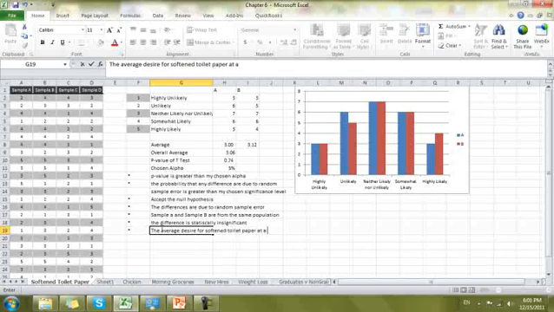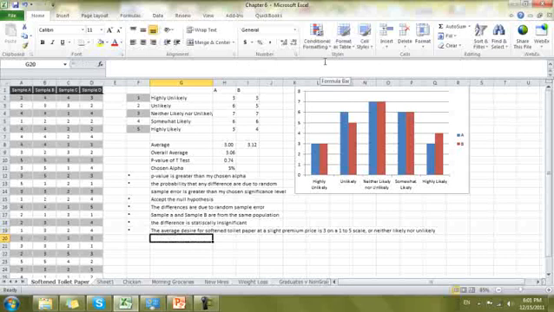Toilet paper at a slight premium price is 3.06, or neither likely nor unlikely. I should say 3.06. That's too close to 3 on a 1 to 5 scale. So that last sentence is like trying to put this in a way that a manager or a boss, or maybe your mother or father, would understand. The average desire for softened toilet paper at a slight premium price is 3 on a 1 to 5 scale, or neither likely nor unlikely. That's what you learned. That's what you measured.